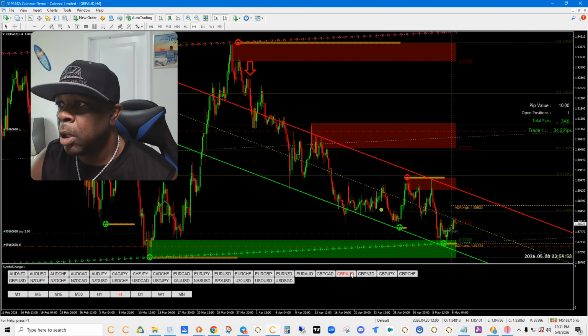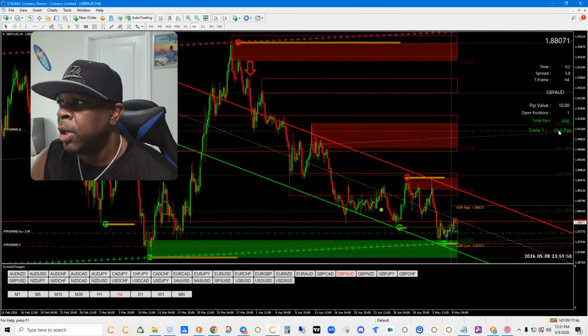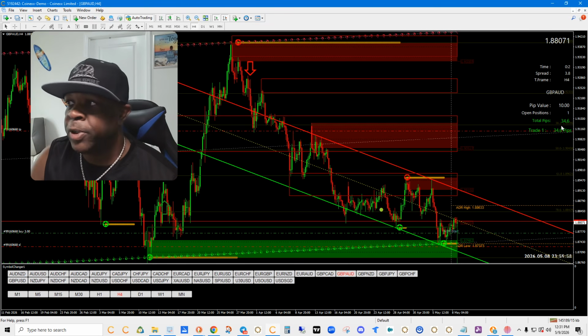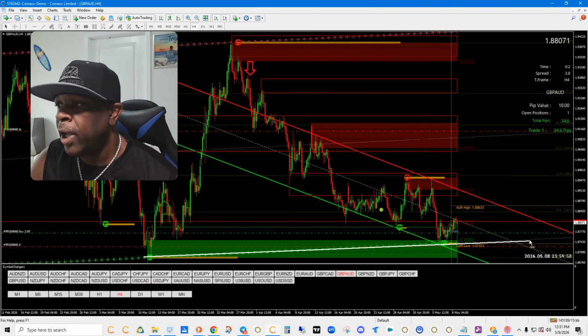Let's take a look. On this one here, you can see this is one that I already sent out to the copycat family. We're already up 34 pips on this trade right here. You can see why I liked it. This one had a smoother setup than the Euro AUD did. Okay, so that was that.